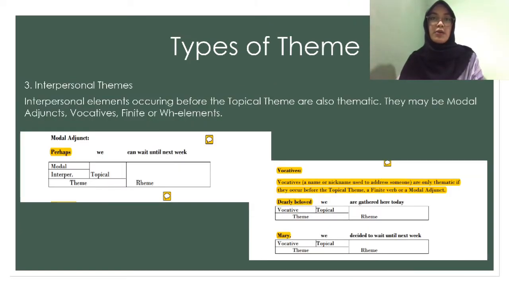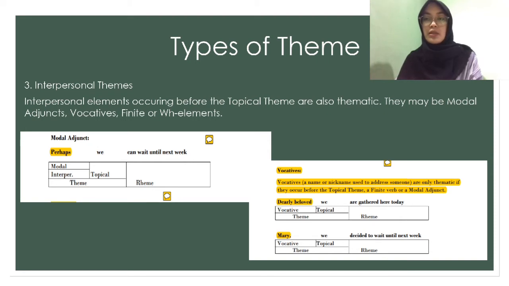The third type of theme is interpersonal themes. Interpersonal elements occurring before the topical theme are also thematic. They may be modal adjuncts, vocatives, finite, or WH elements. For the example of a modal adjunct: "Perhaps we can wait until next week." "Perhaps" is modal and also interpersonal, and "we" is topical. This is the theme, and "can wait until next week" is the rheme.